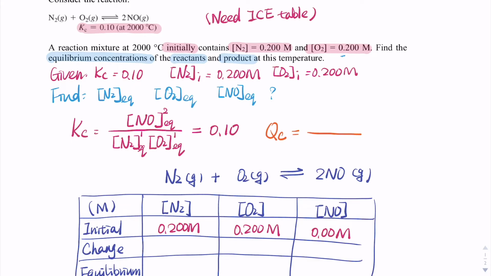Qc is the same expression, products raised to the power of their coefficients over reactants. However, in this expression it's not going to be EQ anymore, it's just at any moment, and here we consider it as initial, so let's put the i as lowercase. Now let's put the numbers in. It's going to be 0 over 0.2 times 0.2. Putting all the numbers in, this equals 0. So Qc equals 0.